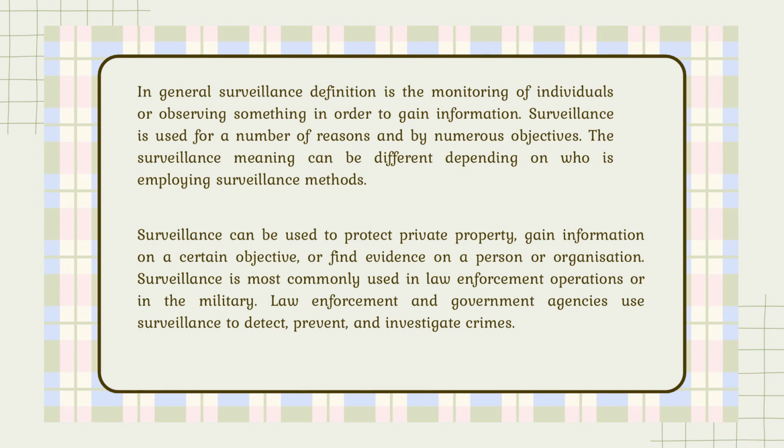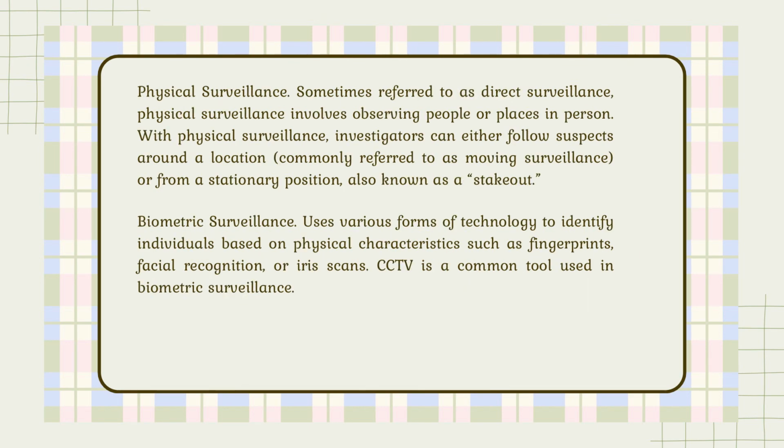Law enforcement and government agencies use surveillance to detect, prevent, and investigate crimes. The answer for question 2 is physical surveillance, sometimes referred to as direct surveillance. Physical surveillance involves observing people or places in person. With physical surveillance, investigators can either follow suspects around a location, commonly referred to as moving surveillance, or observe from a stationary position, also known as a stakeout.